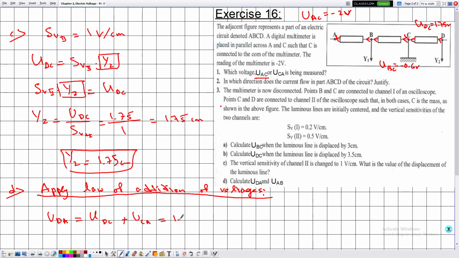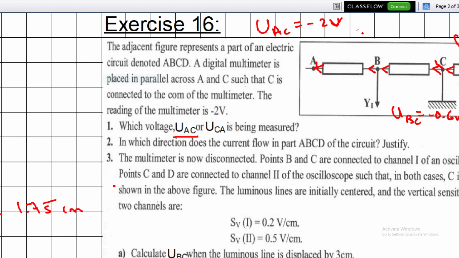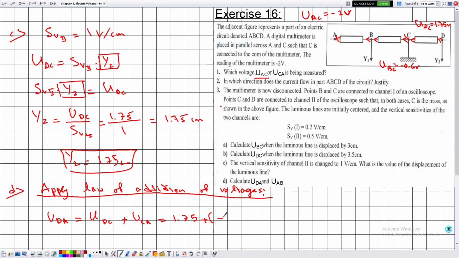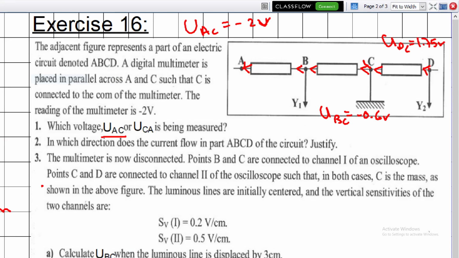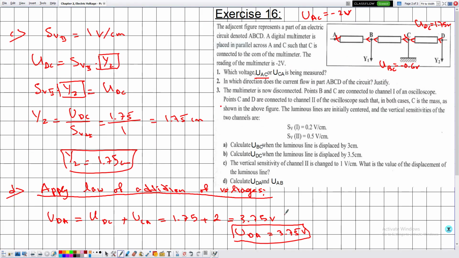Now the value of UDC is given by 1.75. Because UAC is given by -2, then UCA is +2. So this is given by 3.75 volts. Then UDA is equal to 3.75 volts. And this is a reasonable answer. Why? Notice that the electric current in this branch is being traversed from D to A. So D is considered at a higher electric potential compared to A. So VD is greater than VA, which means that UDA must be positive, and this agrees with our result.